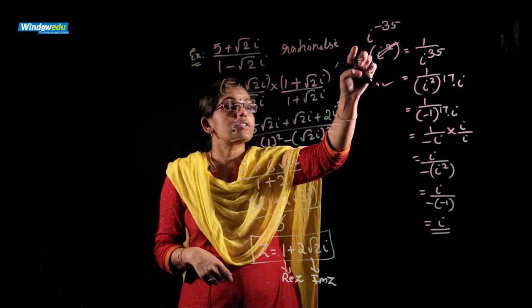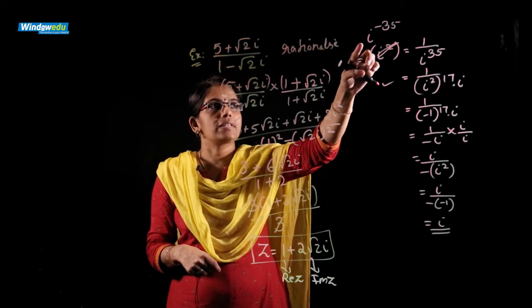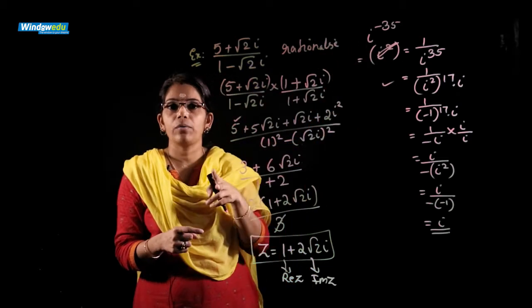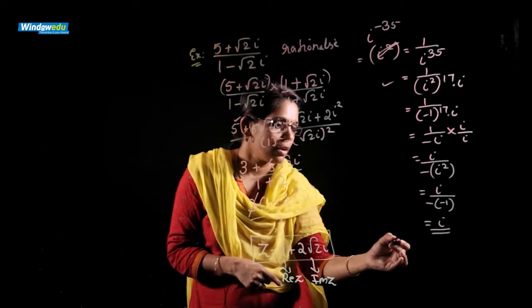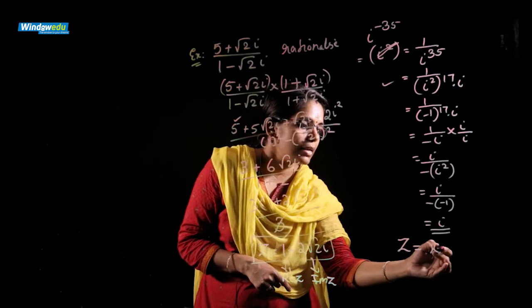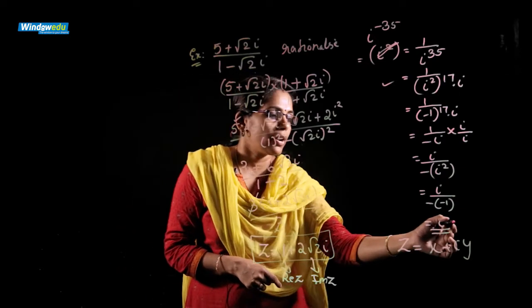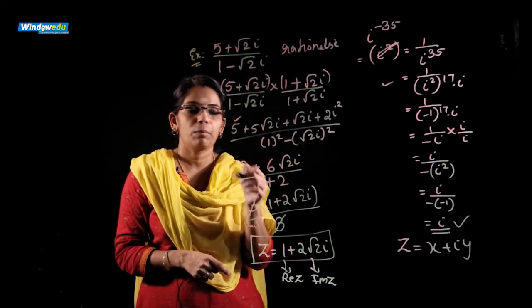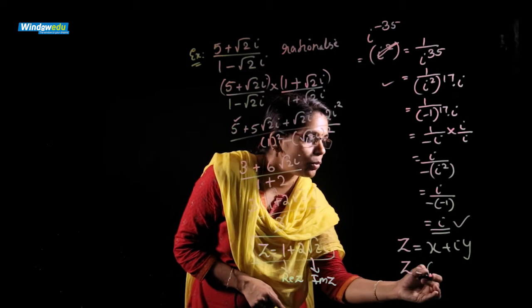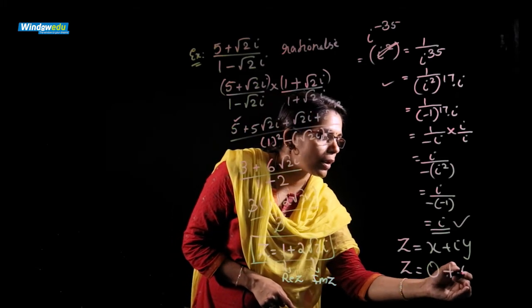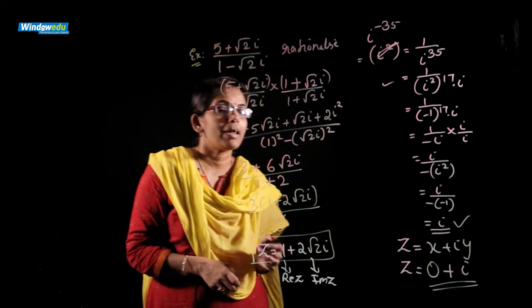So, see, this example i raised to negative 35, also we have to write in the form z equal to x plus iy. So, how will we write this? We have got only imaginary number. So z is equal to no real part, so 0 plus imaginary part i.